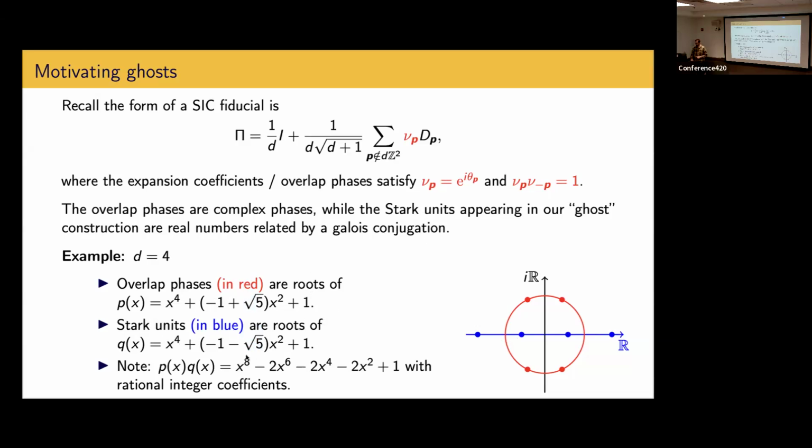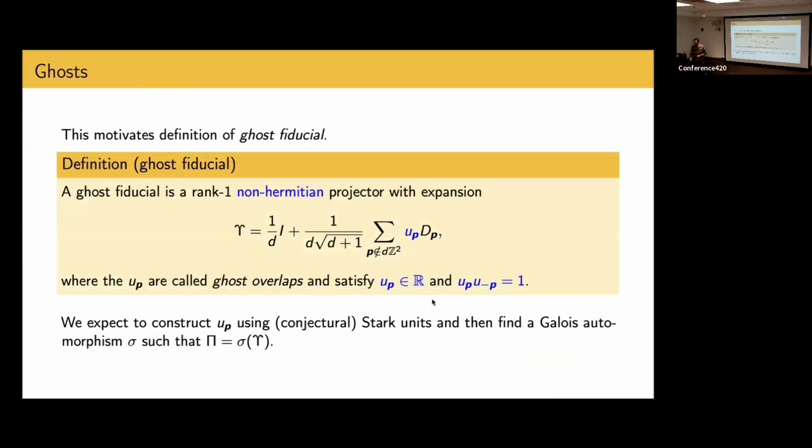By the way, notice the product of these two things gets rid of the root 5s, and you get all rational coefficients, integer coefficients back. So these observations lead us to defining a new object, a Galois dual object, which we call a ghost, because when we figured this out, it was very mysterious. So what is a ghost?